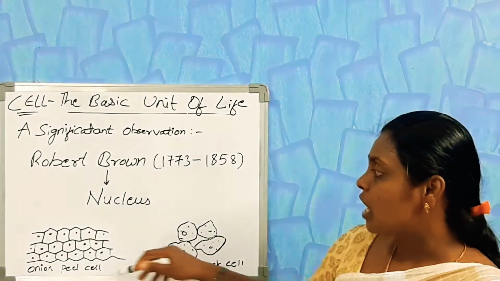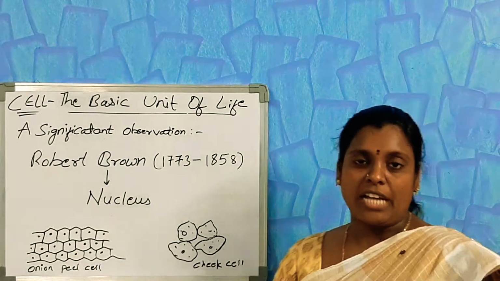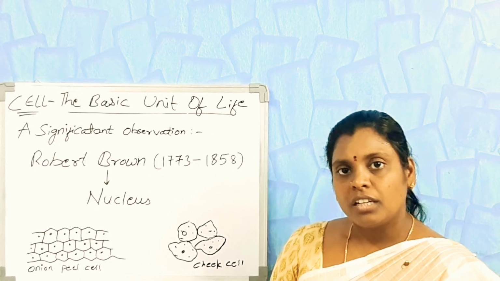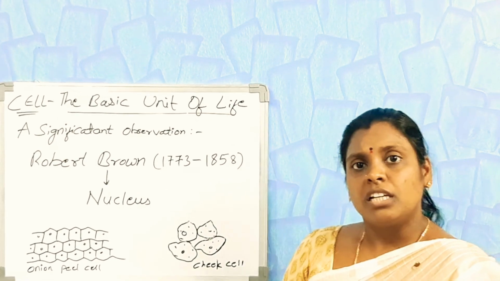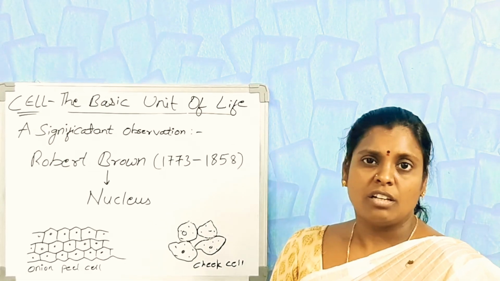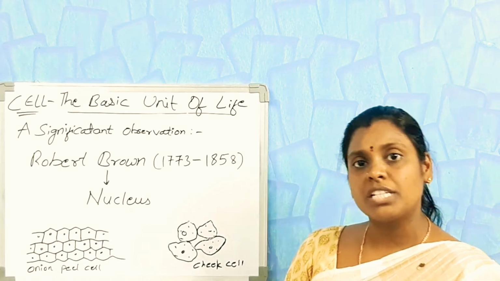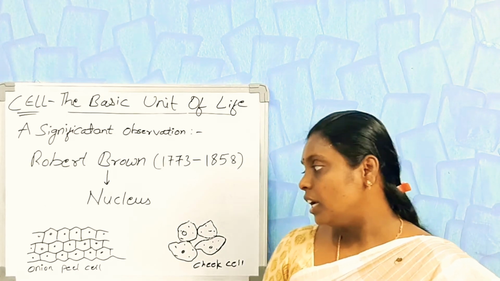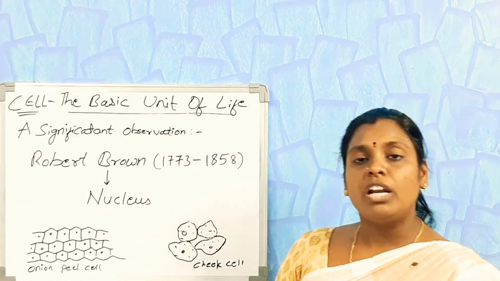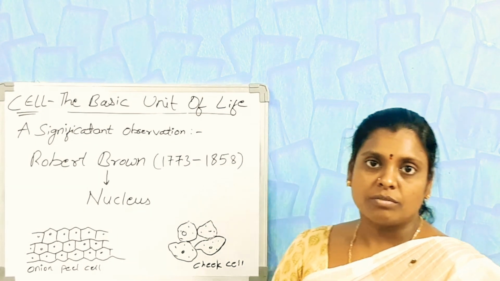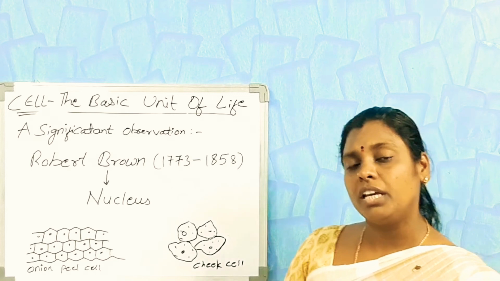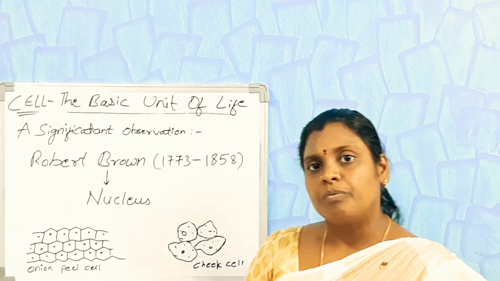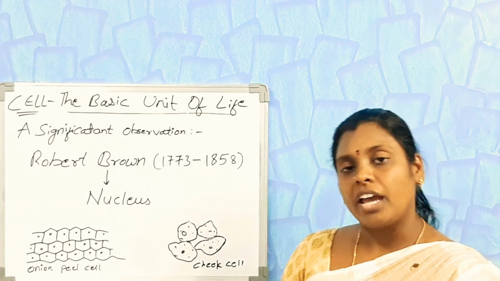These organelles are suspended in the cytoplasm, which is a jelly-like substance, and it is heterogeneous. Why? Because heterogeneous substance means the organelles will not mix together. The organelles will be suspended in the cytoplasm and perform their activities.